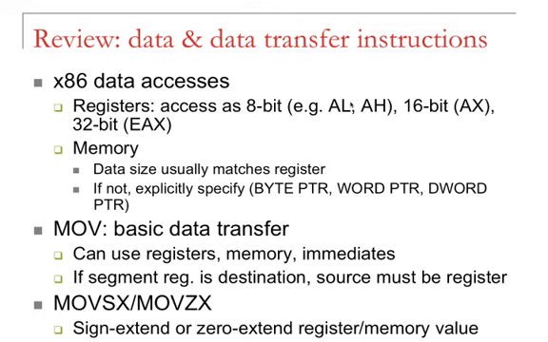x86 data access can be from registers or to registers. Also, we can access data which is stored in memory. For registers, you can access an 8-bit value or 16-bit value or 32-bit value, all based on the name of a register. And for memory, data size is usually matching with the size of the register using the same instruction. And if not, we're going to use byte pointer, word pointer, or dword pointer to specify the actual size of the data.